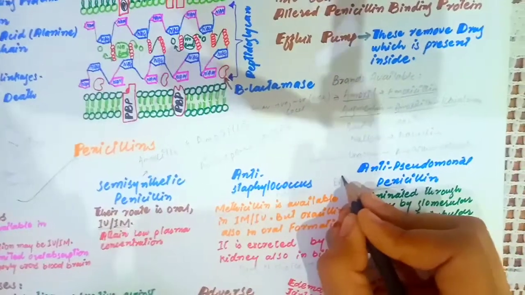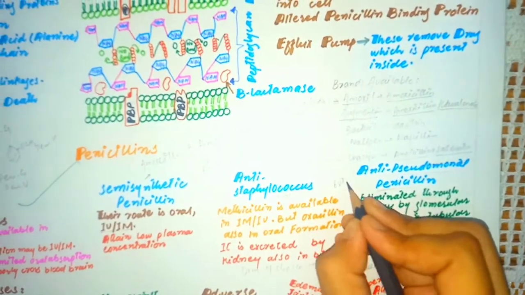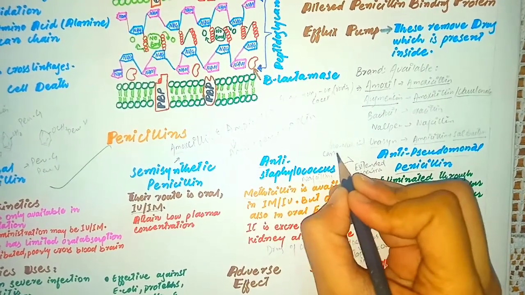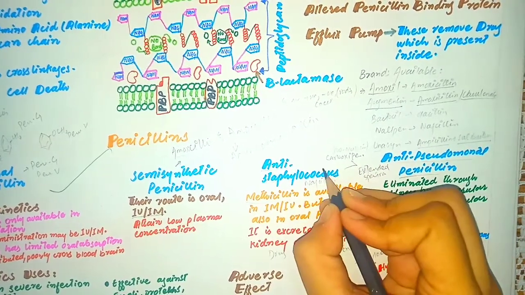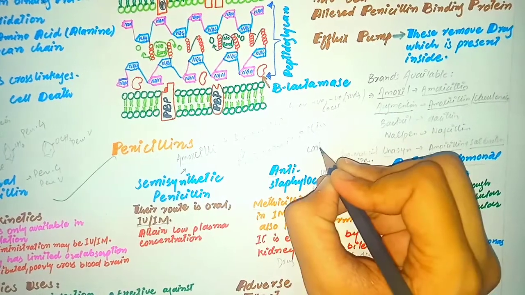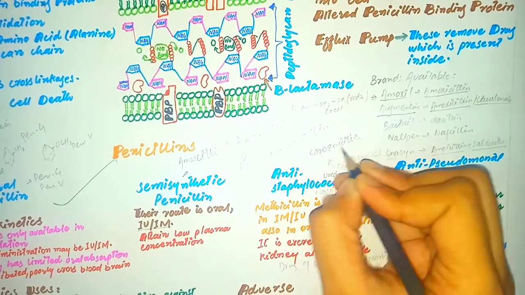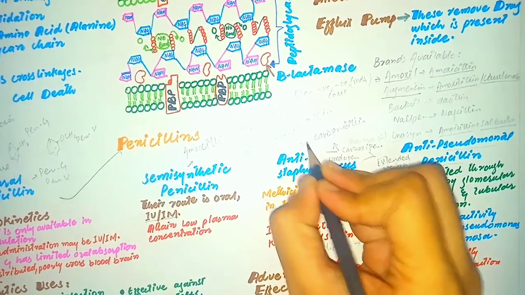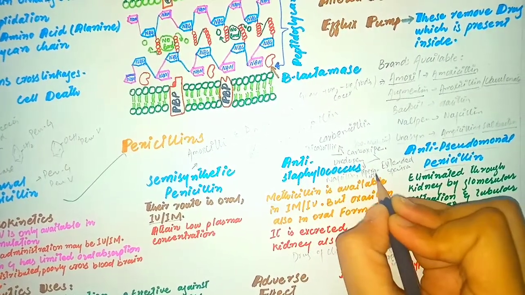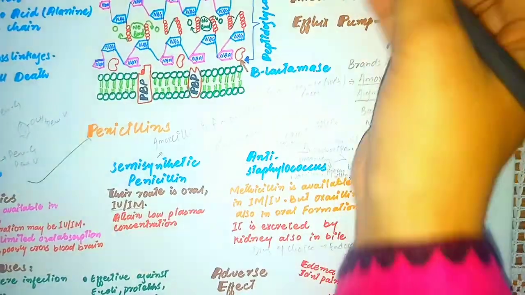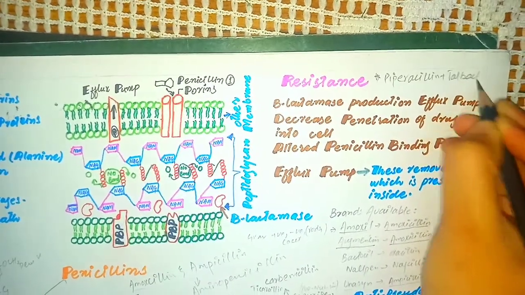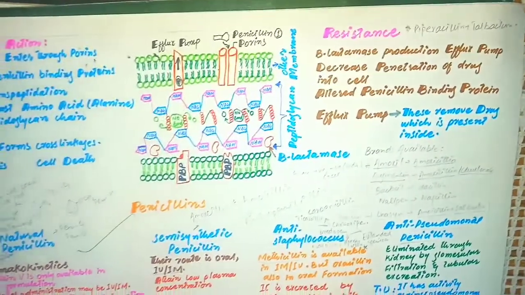Now if we come to the anti-pseudomonal penicillins, also known as extended spectrum penicillins, these include mainly two classes: carboxypenicillins and ureidopenicillins. Carboxypenicillins mostly include two drugs, carbenicillin and ticarcillin. Ticarcillin is mostly used in combination with a beta-lactamase inhibitor, which enhances its activity. The other class is ureidopenicillins, like piperacillin, which is also used in combination with a beta-lactamase inhibitor, which enhances its activity. This is the most widely used combination.